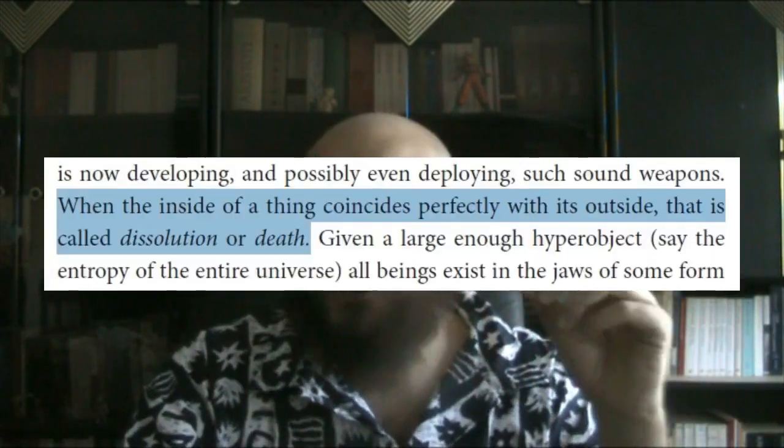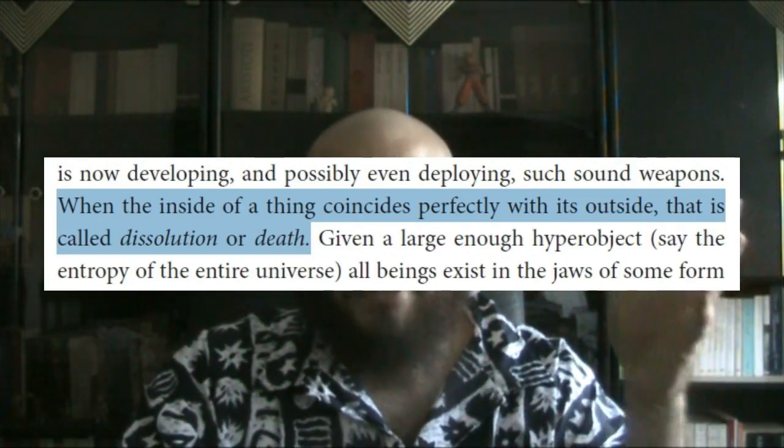So basically you lose all sense of self, just like with the mania. You are taken away by the music and you just dissolve like Neo with the mirror. Because in that state, quote, "when the inside of a thing coincides perfectly with the outside, that's called dissolution or death." And so Morton draws on Jean-Paul Sartre's concept of the viscous. It is often translated as sliminess, but in French it's le visqueux. And Sartre gives the example of when you put your hand in a jar of jam and you feel the jam sticking in there.